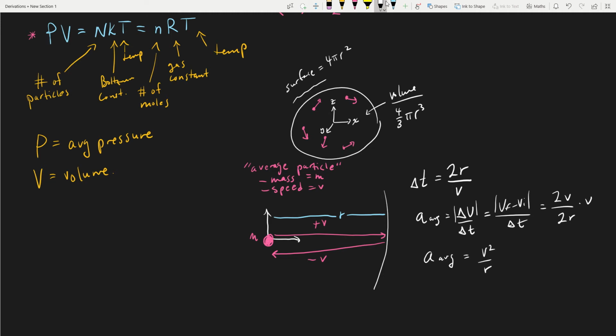Now, I don't want this to be confused with centripetal force or anything like that. This is very much the average acceleration on an average particle traveling from the center of the sphere, hitting the wall, and coming back. So now let's ask what's the average force? It's very simple. It's m a average, which is m v squared over r. All right, we're getting somewhere with this.